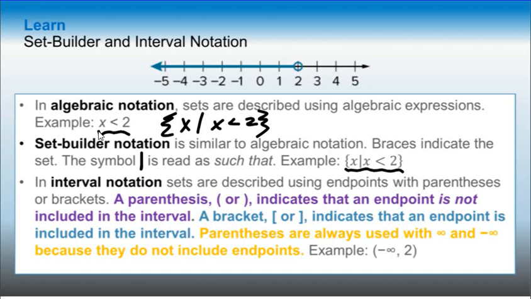These are described using endpoints with parentheses or brackets. So you use parentheses to indicate that the endpoint is not included in the interval. So if it's an open circle, or if it's infinity, you use parentheses. You use brackets if it can equal that.